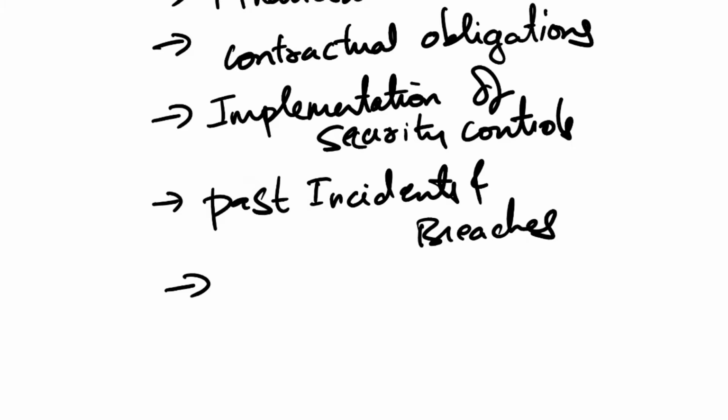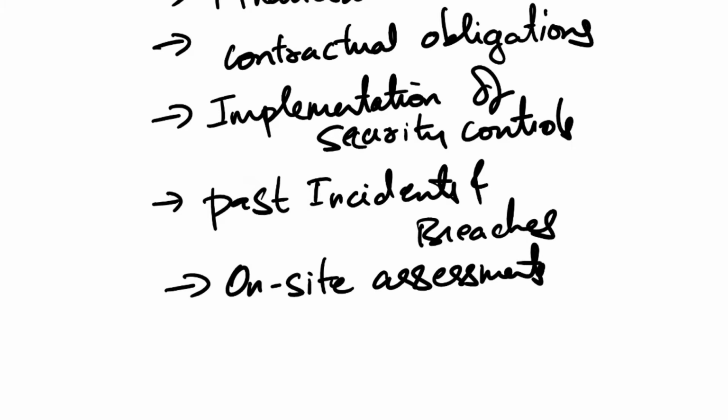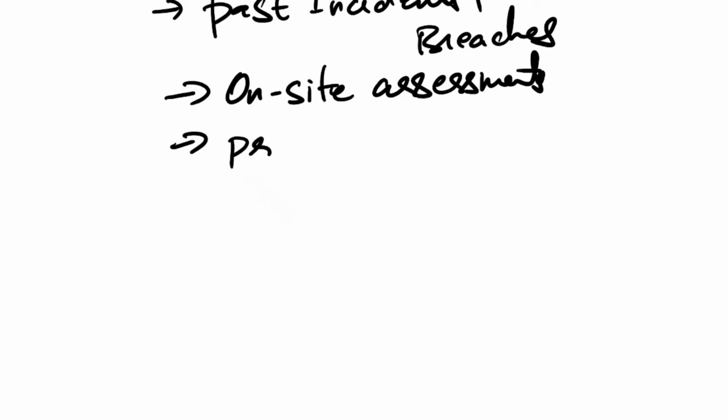Next, depending on the level of risk, consider conducting on-site assessments or audits to get a first-hand look at the third party's operations and security infrastructure. Next, establish performance metrics to measure the third party's ongoing security performance. Regularly monitor and assess their adherence to agreed upon security standards.